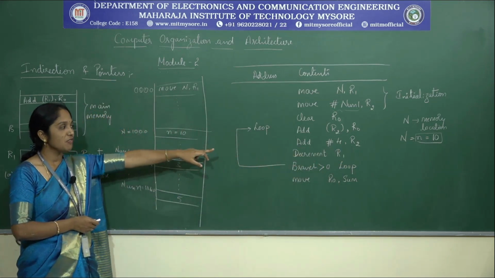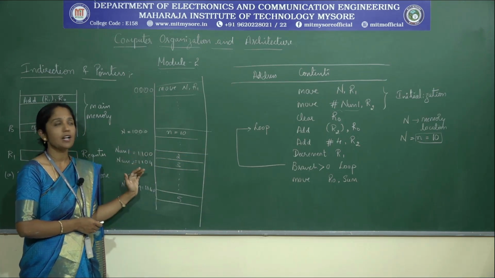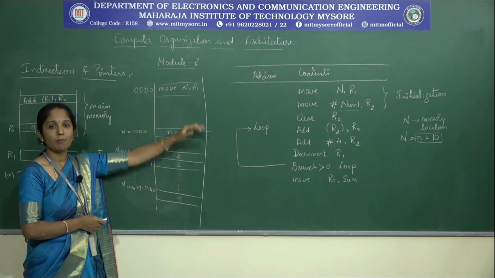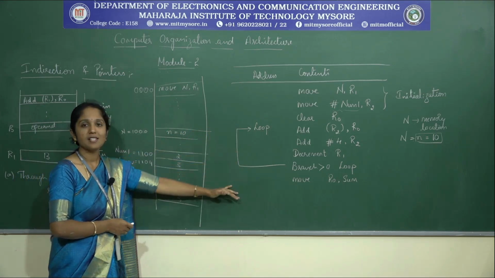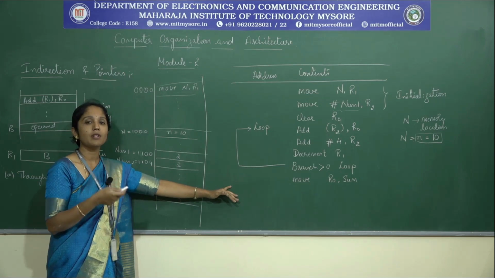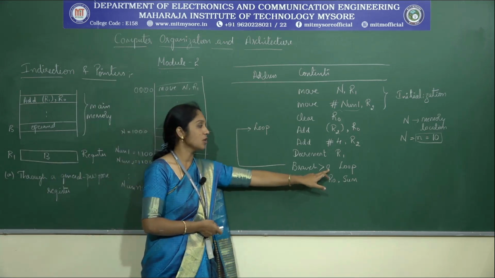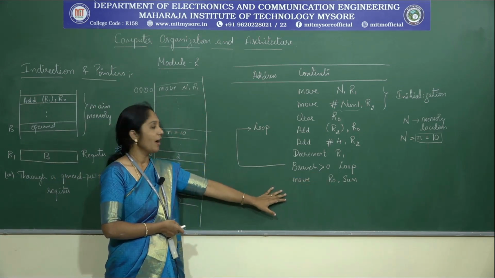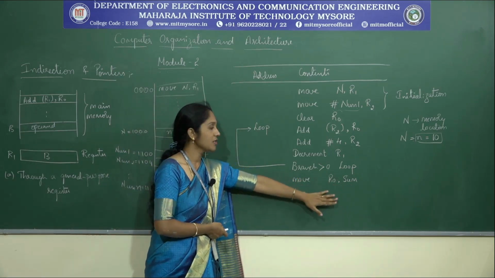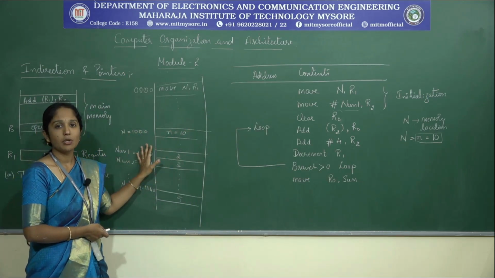The next instruction we have is decrement R1. Why are we decrementing R1? After adding one number, we have to decrement the count of numbers to be added. After passing through this loop once, the next value of R1 should be 9. Like that it has to happen 10 times. After repeating 10 times, once the R1 value becomes 0, it exits the loop, and finally we move the contents of sum into R0. So this is what happens while executing this program.